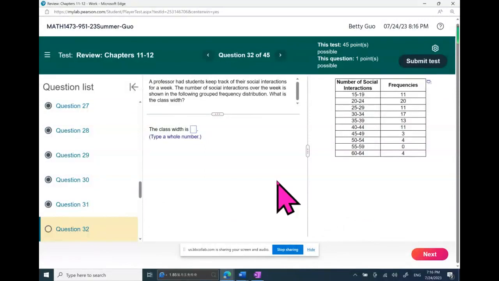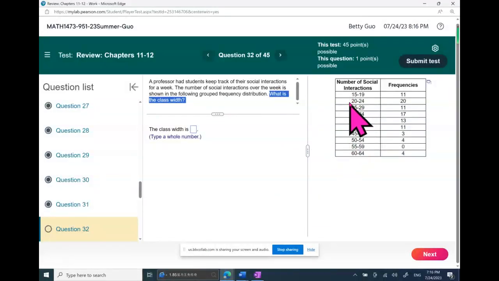Okay, so a professor had students keep track of their social interactions for a week. The number of social interactions over the week is shown in the following grouped frequency distribution. What is the class width? A lot of information, but it is a pretty straightforward, simple problem. What is the class width?